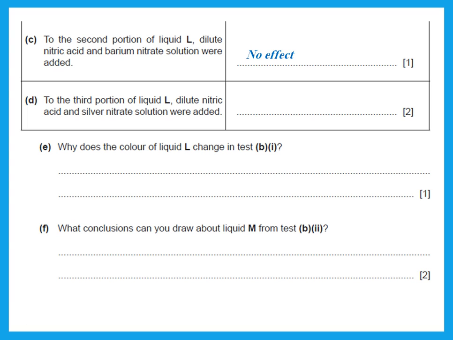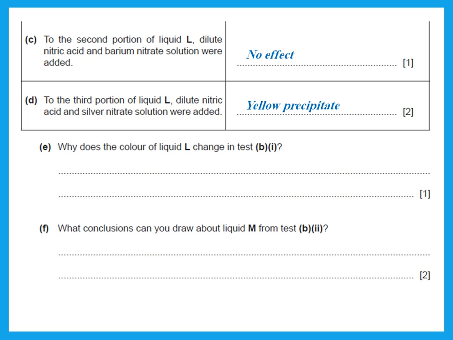So the third portion, dilute nitric acid and silver nitrate were added. Again, silver nitrate is a test for what? Chloride, bromide, iodide. Which one do I have? I have iodide. Iodide should give a yellow precipitate. Are we following?